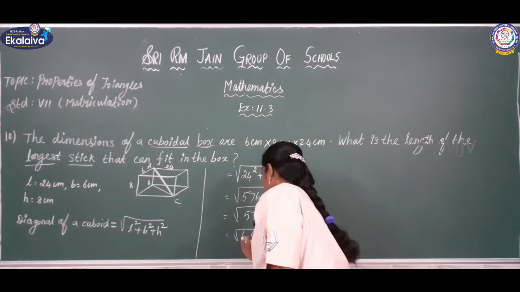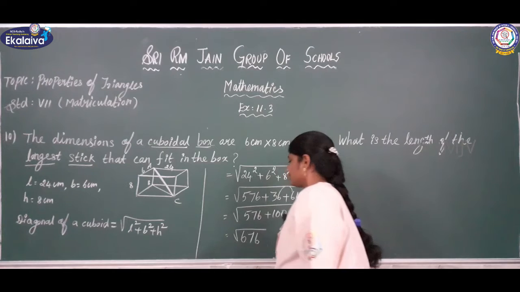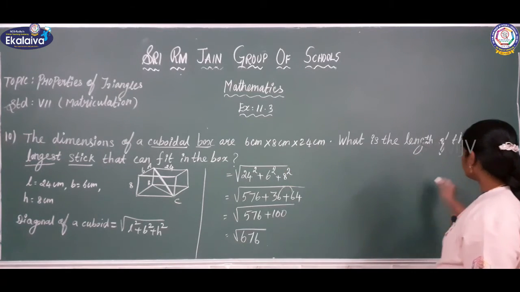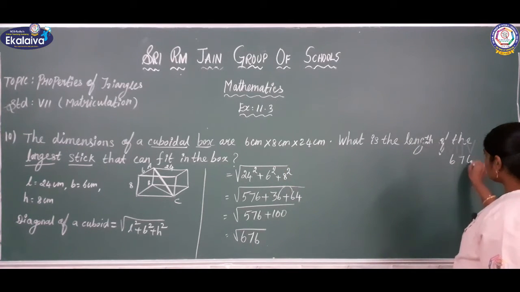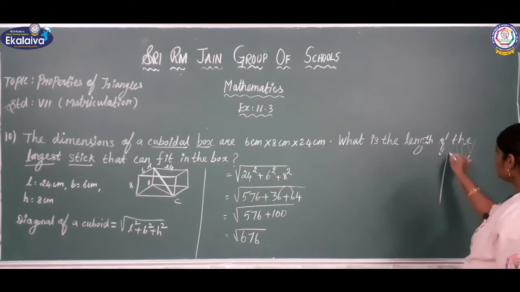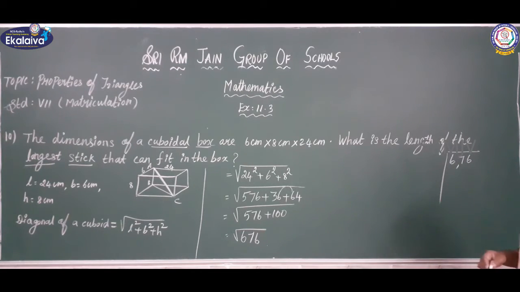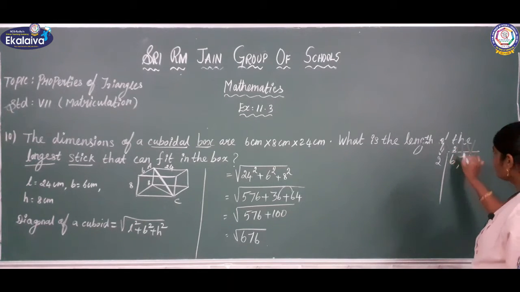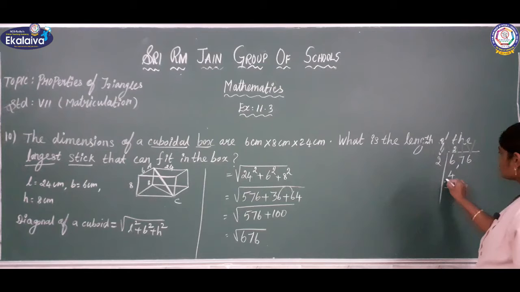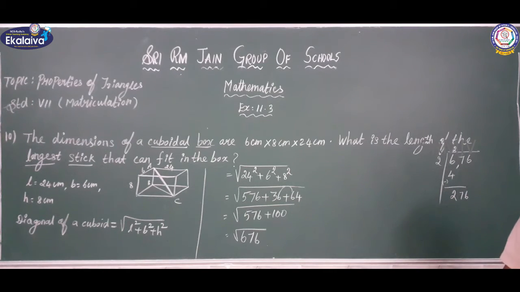So what are you getting? Root of 676. Just find out the square root, children. 676, here put the comma. From the last, every 2 digits we need to put the comma. Here 6 is there. So 2 2s are 4 and 3 3s are 9. 9 is greater than this number, so you have to choose the one before. So 2 2s are 4. 6 minus 4, what will you get? 2, 7, 6.